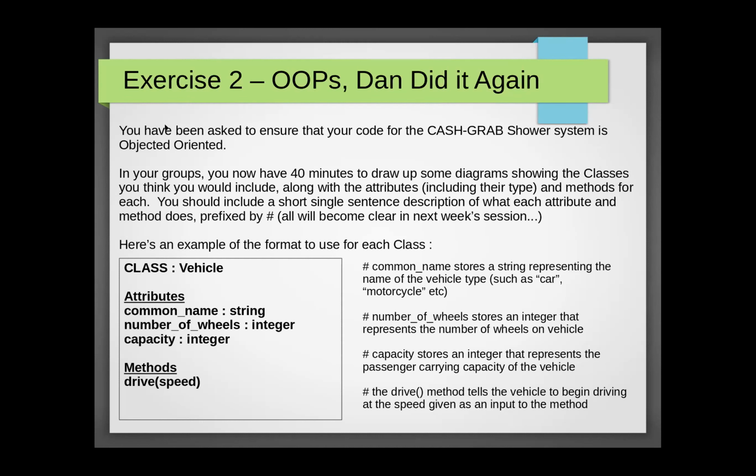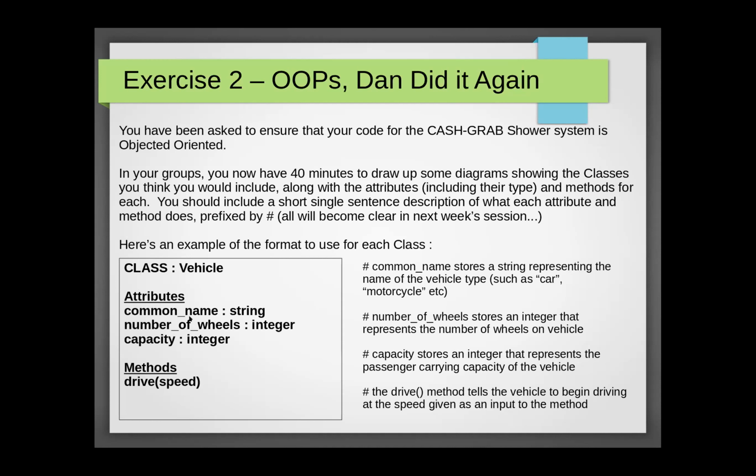So if, for example, in this example here, where we looked at vehicle, I've set up a class called vehicle. Here are my attributes, and here's the name of each attribute and the type. And here are the methods. I've only got one here. And then over here, I'm going to put a description of what each thing does. So common name stores a string representing the name of the vehicle type, such as car, motorcycle, etc. Number of wheels stores an integer that represents the number of wheels on the vehicle. Capacity stores an integer that represents the passenger carrying capacity. And drive method tells the vehicle to begin driving at the speed given as the input to the method.